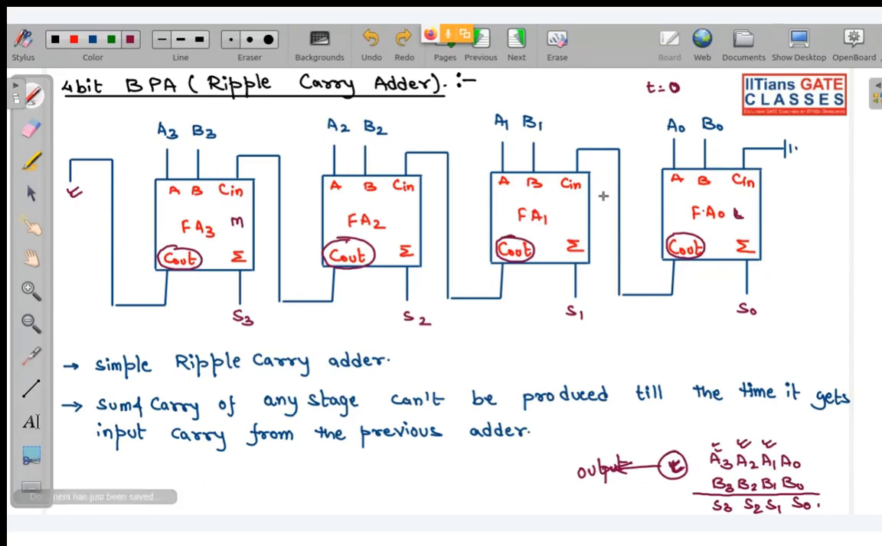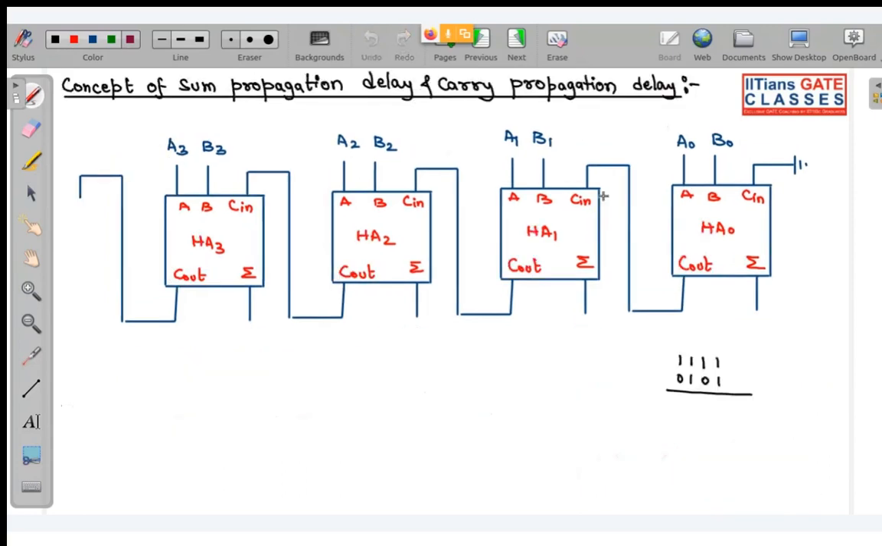Have you understood this? If you have any doubts, you can ask. Okay, so now we have a very good concept here: the concept of sum propagation delay and carry propagation delay. And then we have the concept of worst case delay. So first, let me tell you what worst case delay is.